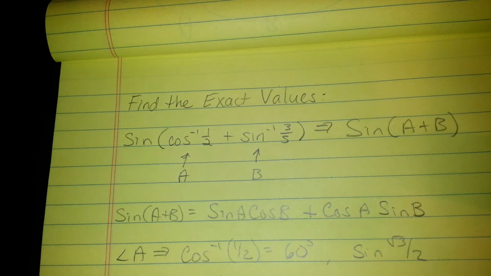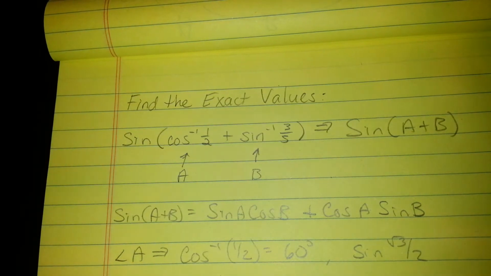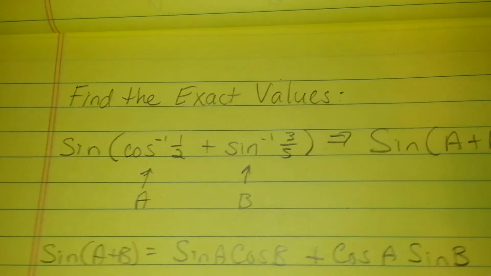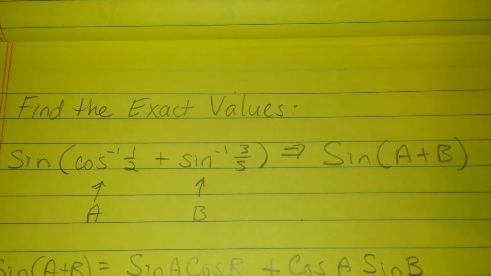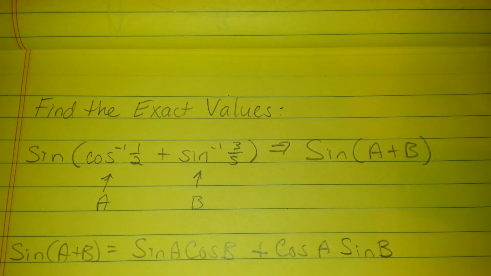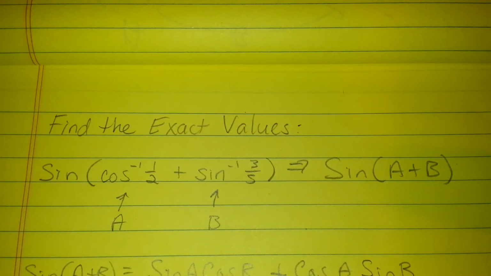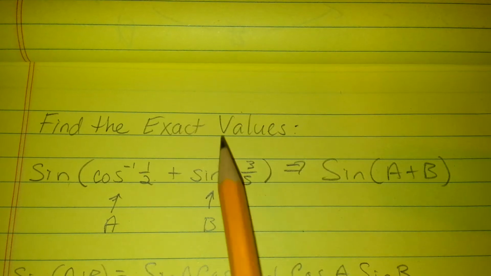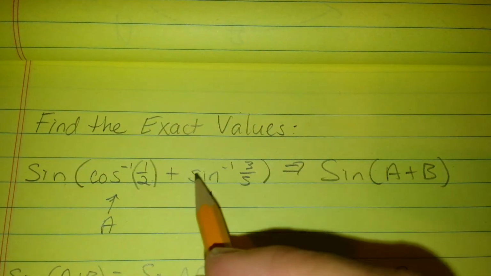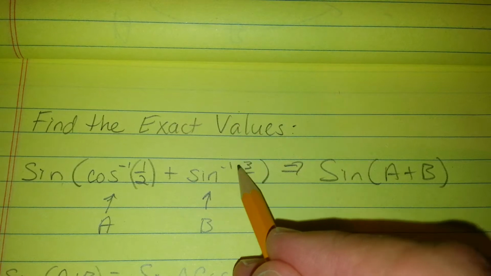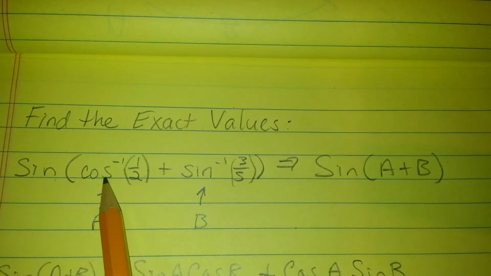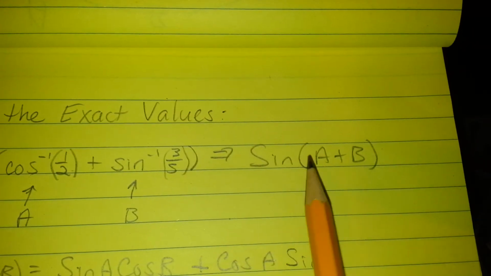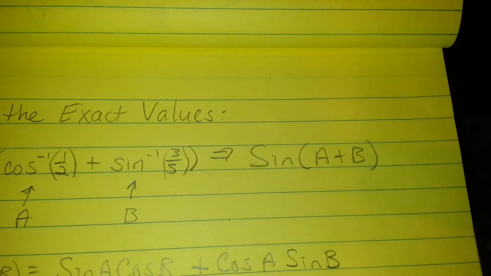Okay. Another problem as far as solving what we call finding exact values. I'm looking at a different type of equation now. I've got sine of inverse cosine 1/2 plus inverse sine of 3/5. Remember, inverse trig functions represent angles. So basically, what I have here is sine of a plus b.